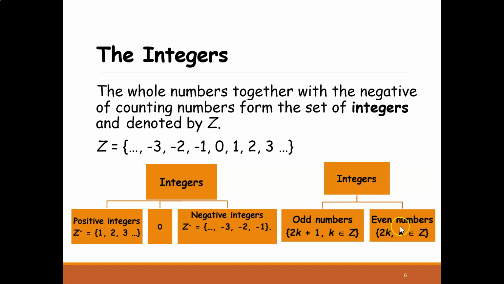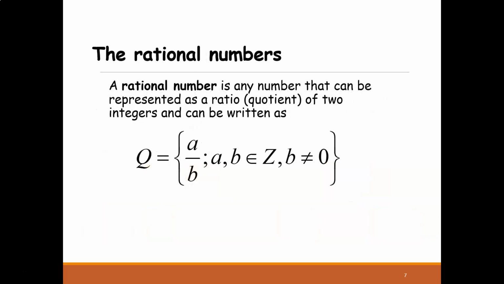And then we also have even numbers or nombor genap. The formula is given by 2k. Like 2, 4, 6, 8, 10, so on and so forth. Okay, that's it about integers.